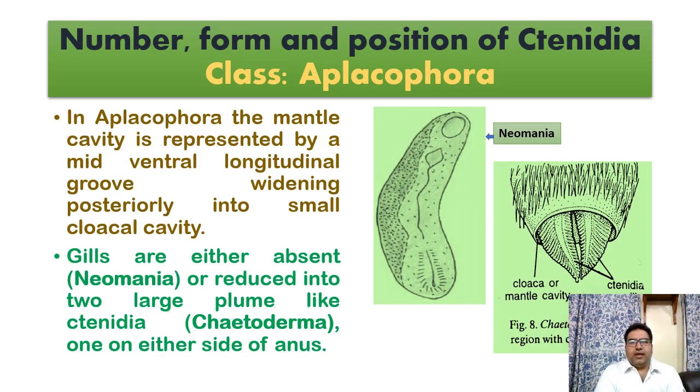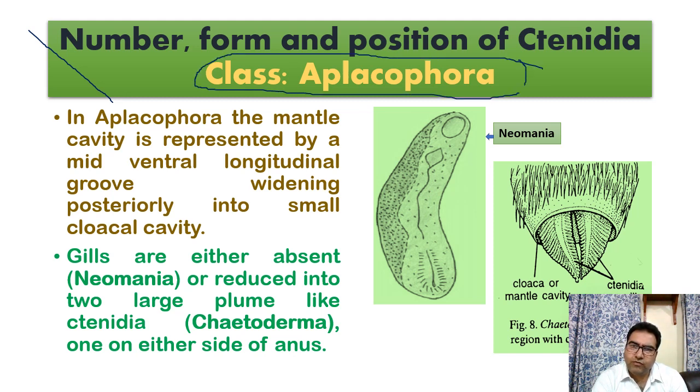So that was the number, form and position of Ctenidia. Now we shall be talking class wise. First of all, we shall be talking about the Aplacophora. We shall be talking about the number, form and position of the Ctenidia, that is, what is the characteristic feature of the different classes wherein these very Ctenidia are present, how many Ctenidia, what kind of Ctenidia and where they are located. We shall be going through these classes fast.